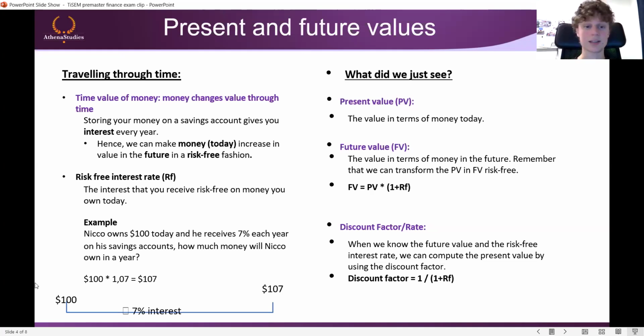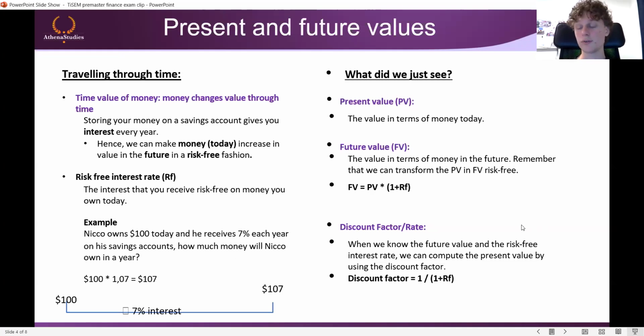And the way to calculate that is by simply taking the amount of money that Nico owns today, $100, and multiplying it by 107%. In this case, we write that down in decimals, so that is 1.07. And when we fill it in, we see that the amount of money that Nico will have in 1 year will be $107. Now, what's great about this little example is that it shows both present value and future value, which are the cornerstones that this exam will be built on.